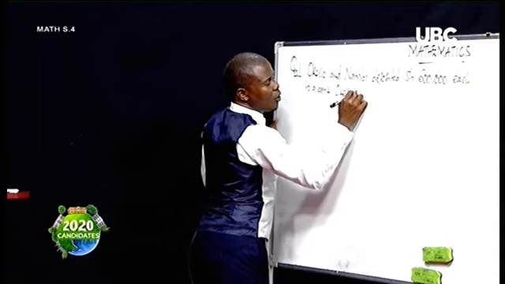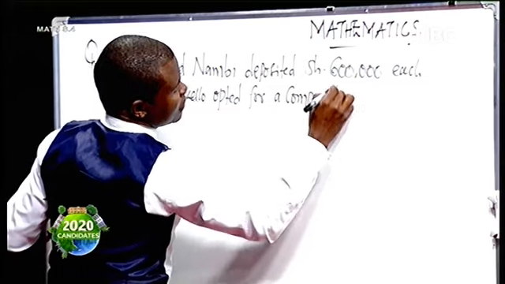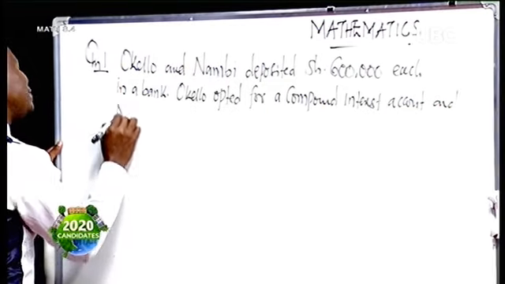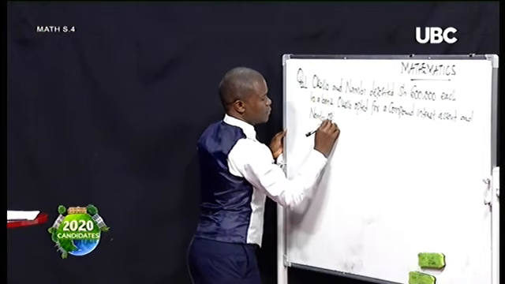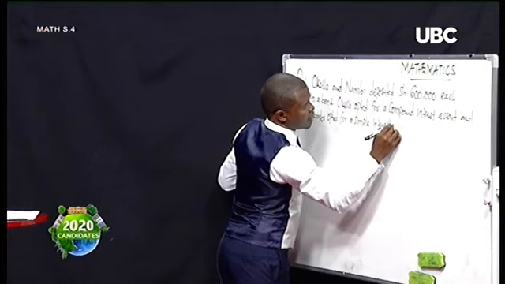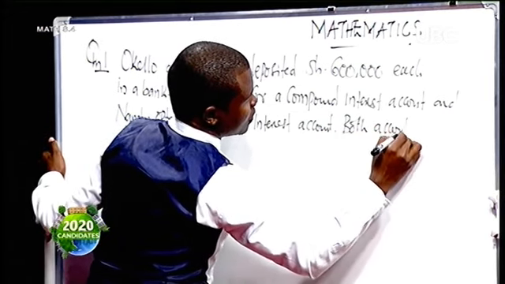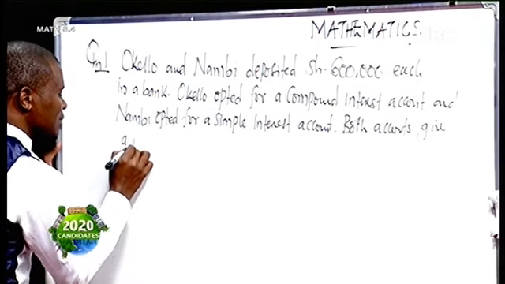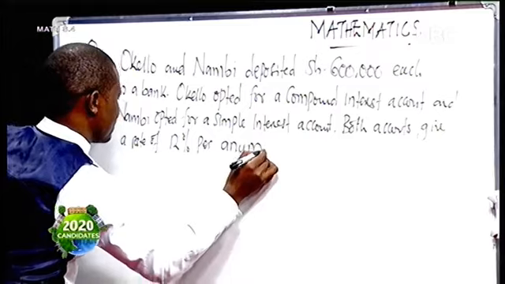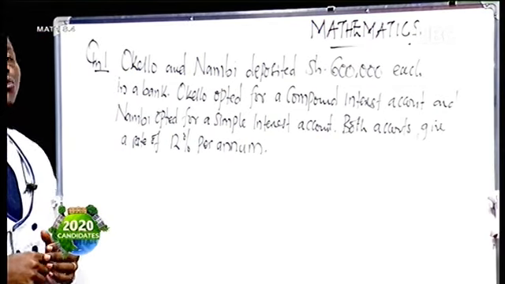Okello opted for a compound interest account and Nambi opted for a simple interest account. Both accounts give a rate of 12% per annum. Both accounts give an interest rate of 12% per annum.